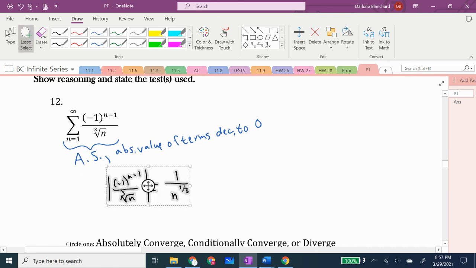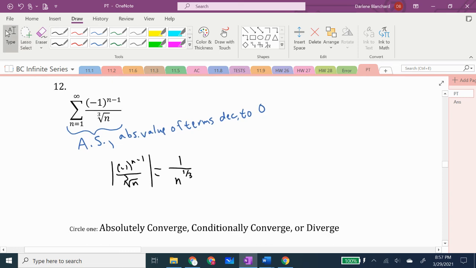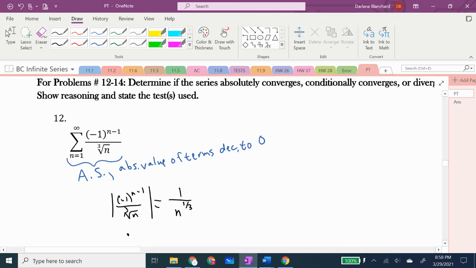This isn't looking at the series of the absolute value. This is looking at just the absolute value. The absolute value. I just realized I said too much with number 12, and I'm about out of time, so I'm going to have to come back to this later.